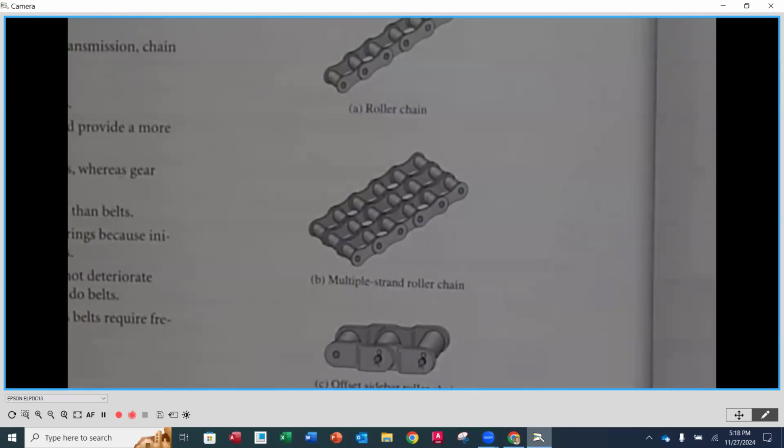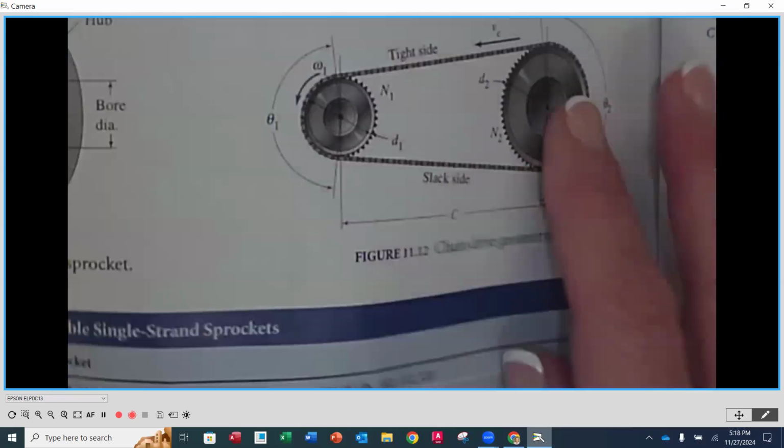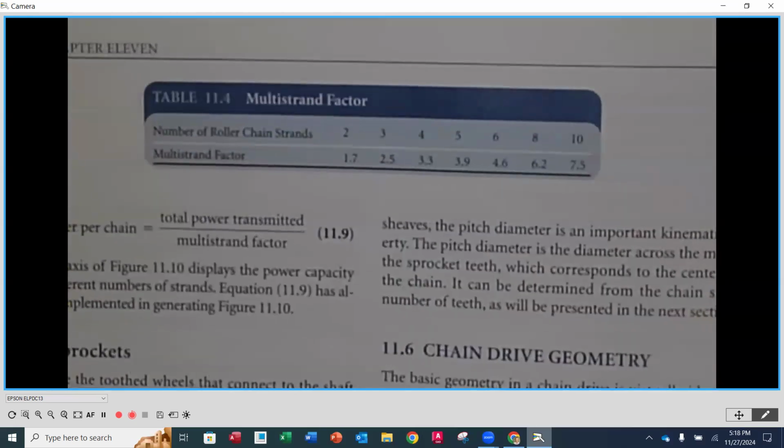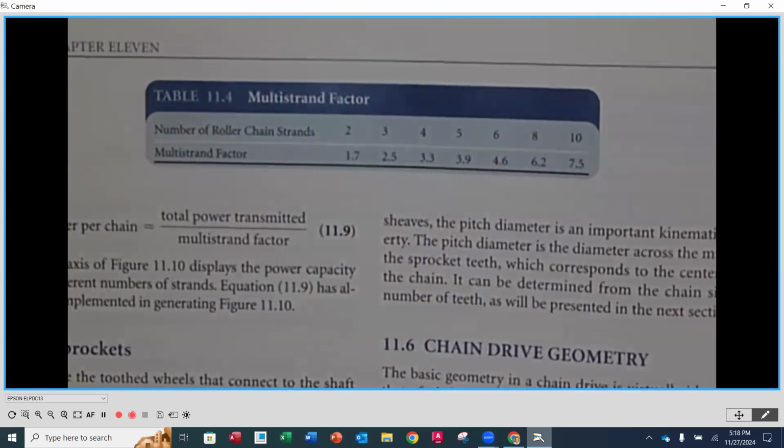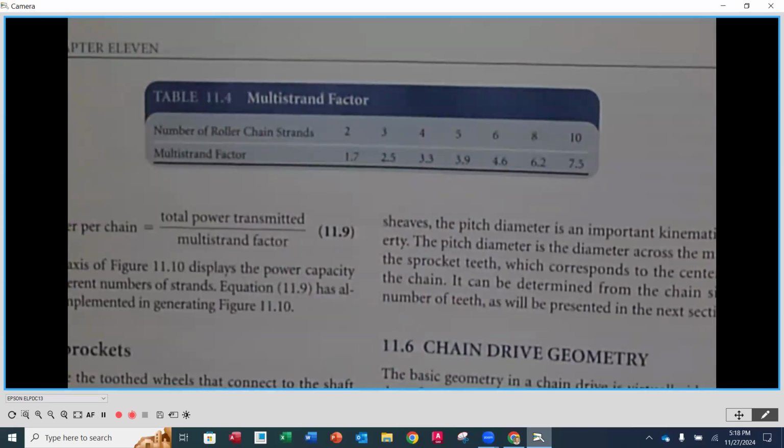So the way that it's configured is some of those side plates are actually going to be shared between. So it's not a pure one-to-one relationship when we have multiple strands. We have to then use the multiplication factor here, 4, 2, 3, 4, and so on. Okay, so just be aware of that.